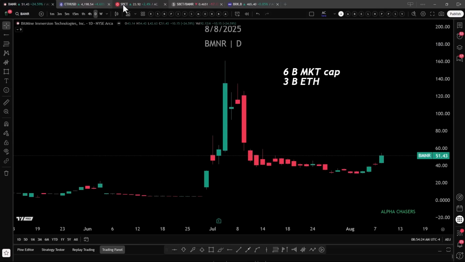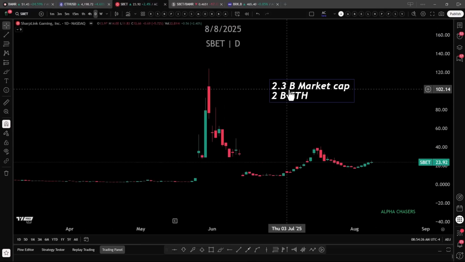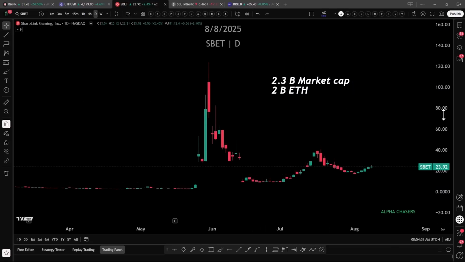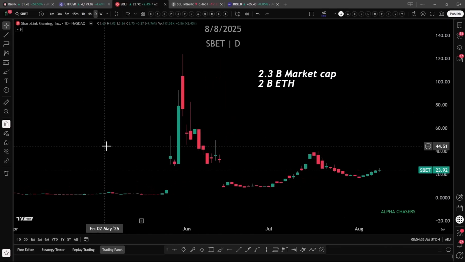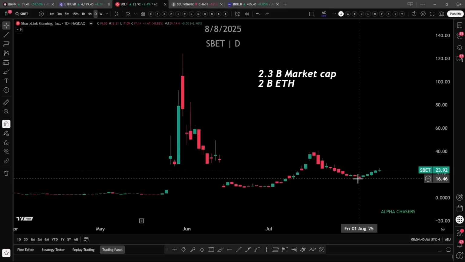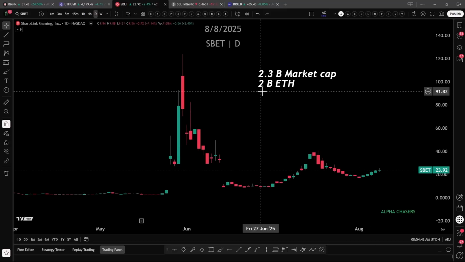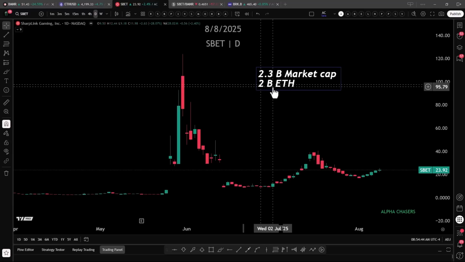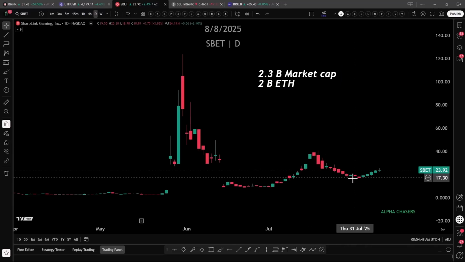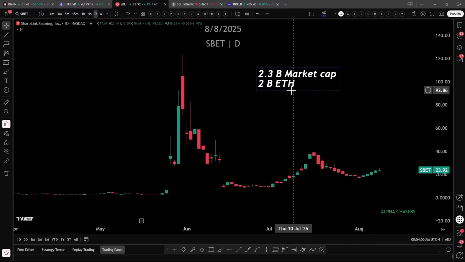So if you take a look at something like an SBET, this one is 2.3, and it has 2 billion of ETH in it. Now, what's so fascinating to me about this is that when I look at this one, it actually made sense on the first, because you were trading almost at a discount to what they wound up owning. Now, I know that they issued more shares in here, but when you know that they're going to issue shares and you're trading near the NAV, that's when you want to look at these things.